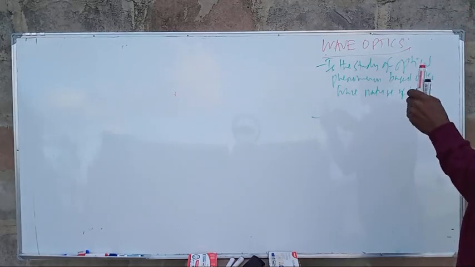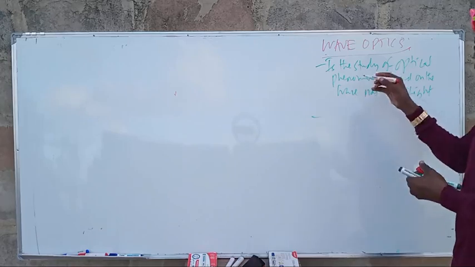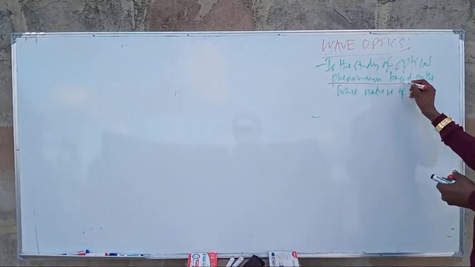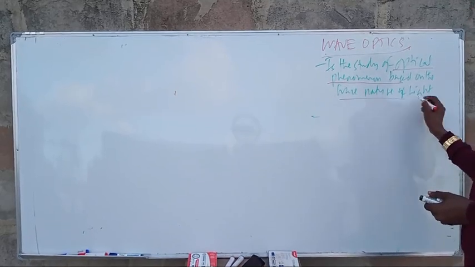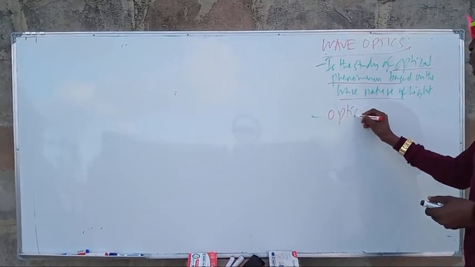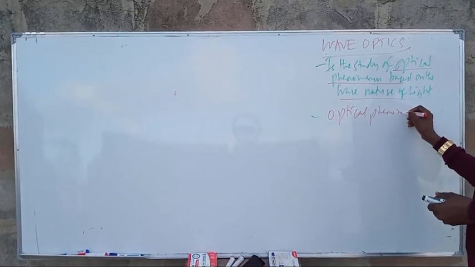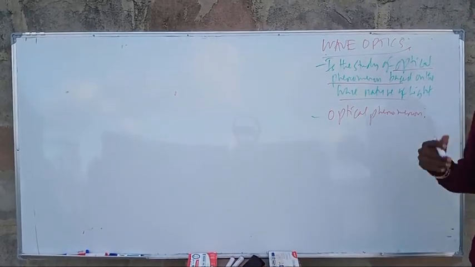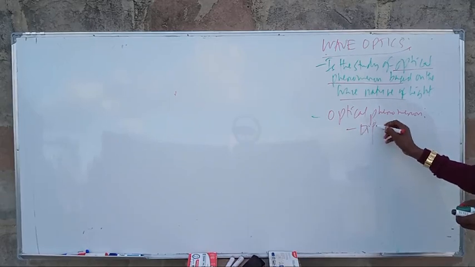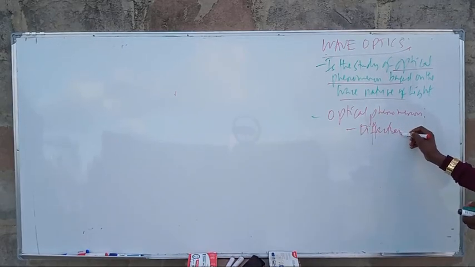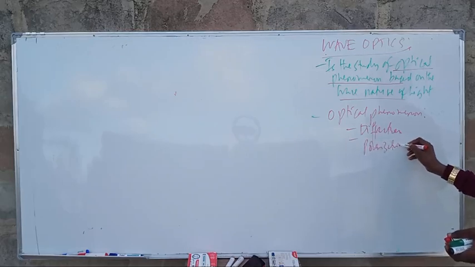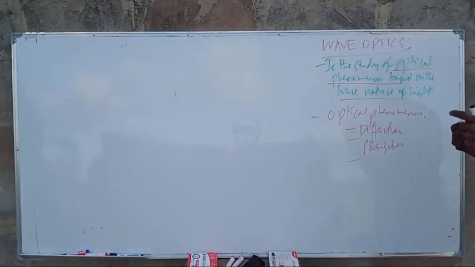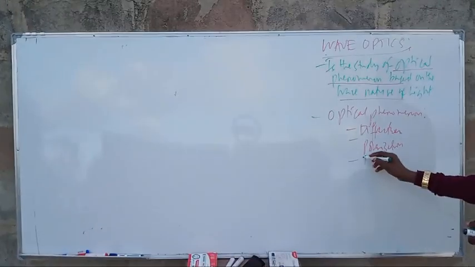This definition still has some terminology. So speaking about the optical phenomena of the wave nature of light, some of the optical phenomena are like diffraction. We can start with diffraction. We can start with polarization, and things like polarization and interference.